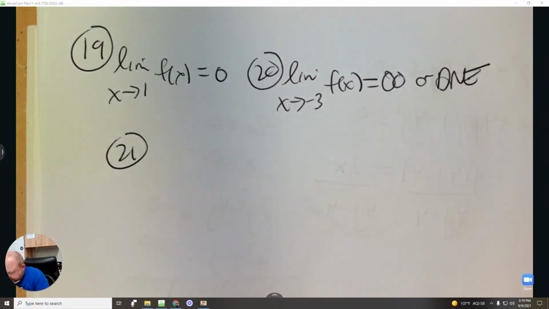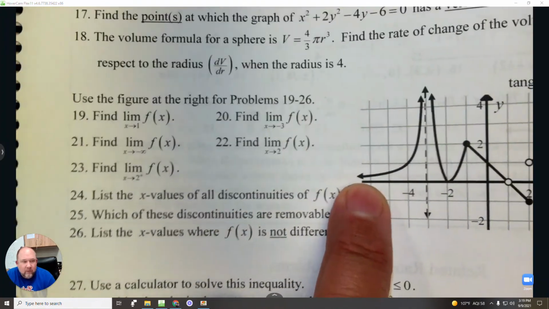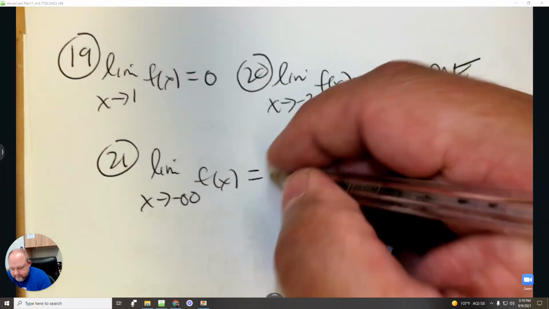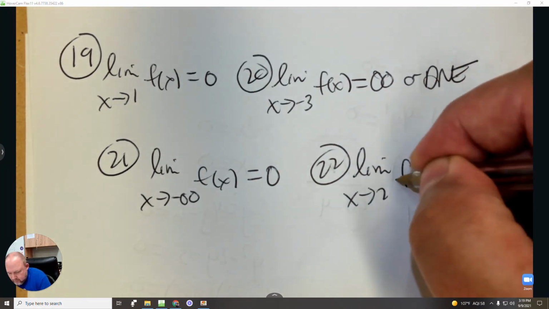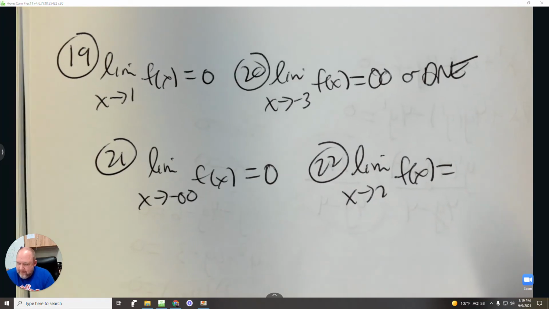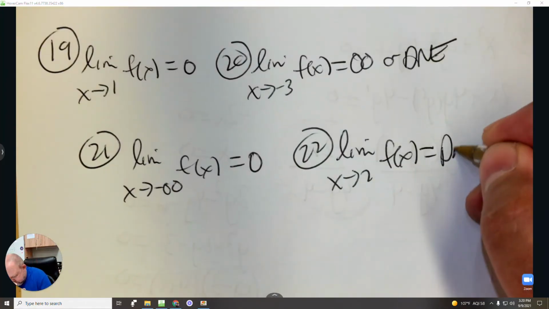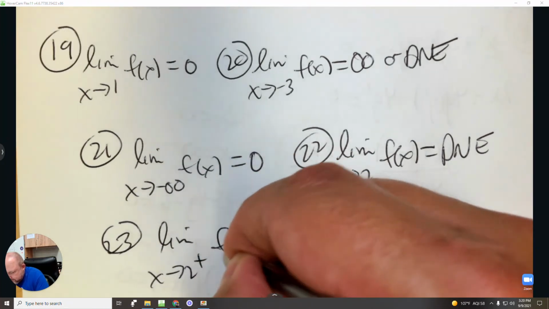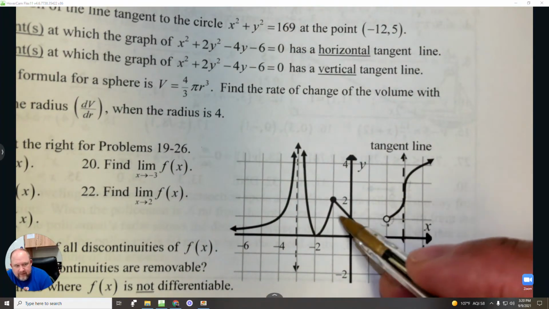Number 21, the limit as x approaches negative infinity. That's the left end behavior. So what's happening at the left end? What is it getting closer and closer to? What's the y value it's getting closer to? It's 0. Number 22, the limit as x approaches 2 of f at x. So I see 2, there's a jump at 2, so the limit doesn't exist. 23, the limit as x approaches 2 from the right. So only looking from the right. So here's 2 from the right. What's the y value? That's 1.